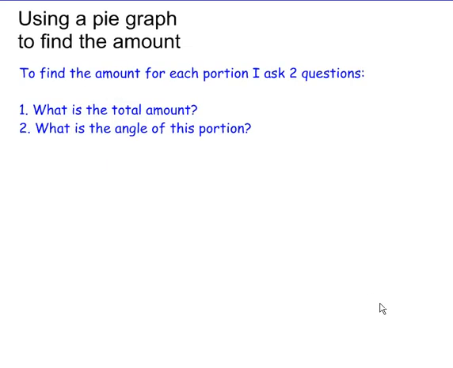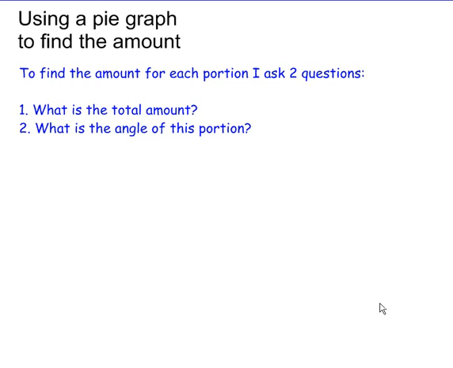To find the amount for each portion, I ask two questions. The first question is, what is the total amount? Depending on the units, that total amount may vary. It could be time, it could be a weight, such as kilograms, it might be liters. Then again, it could be an amount of people, depending on what we're dealing with.